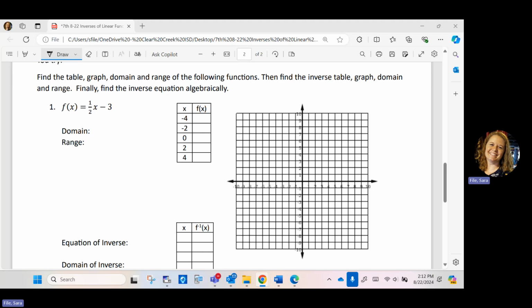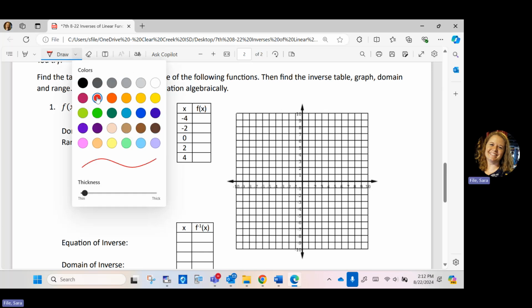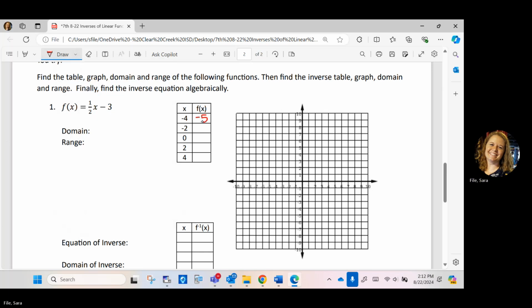So it comes out, what is that? 1/2 x minus 3. So I want my table to be at -4. That'll be -5 for the y value. At -2, that will be -4. At 0, -3. And then we want 2 and 4. So at 2, it'll be -2. And at 4, it'll be -1.